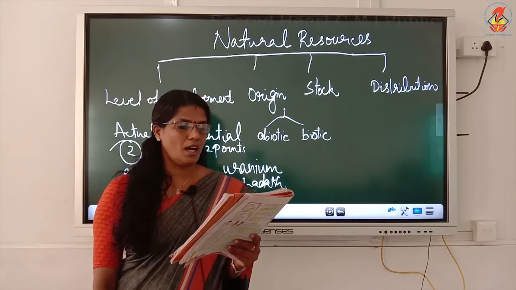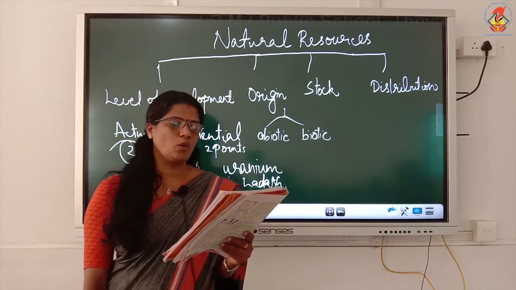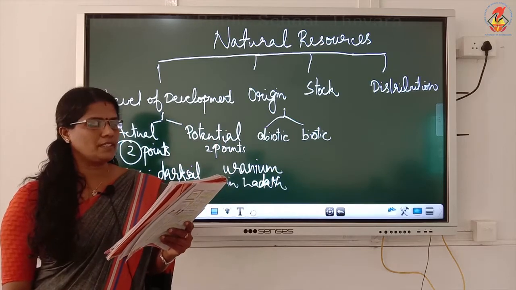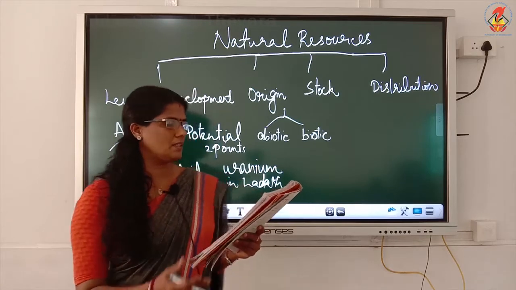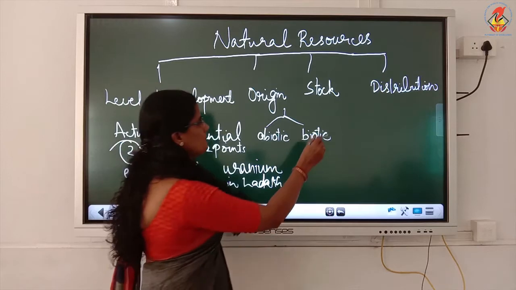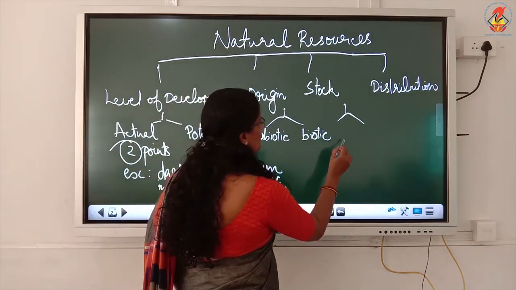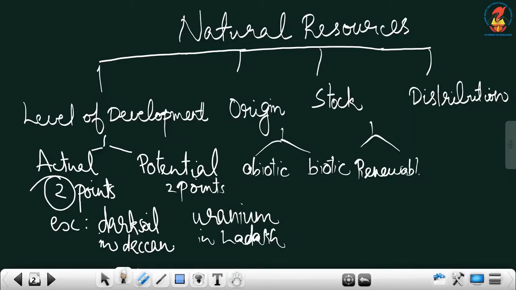Abiotic resources are non-living while biotic are living. Give two examples for both. Soils and rocks you can give as examples for abiotic. For biotic you can write down plants and animals. Like that, underline. Now, coming to stock, resources can be classified into renewable and non-renewable.